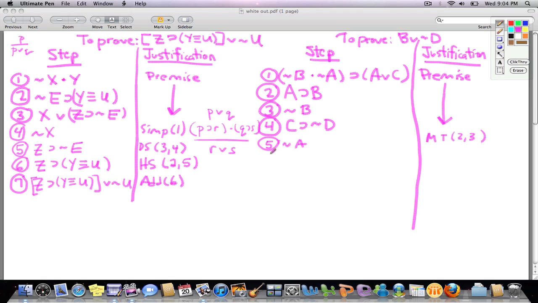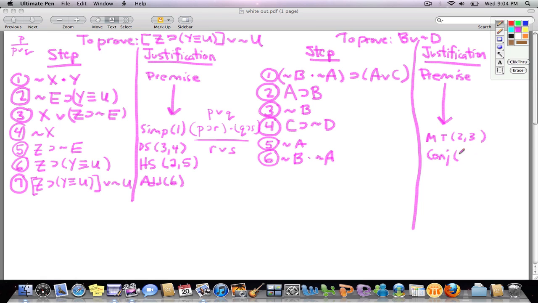Okay, now we really got to think for a little bit. But if you look at what we have, line 1 tells us if not B and not A, then A or C. We just proved not A. We already have not B in line 3 as one of our premises. So we can use our conjunction rule to set up a modus ponens, and that's what we need to do to proceed here.